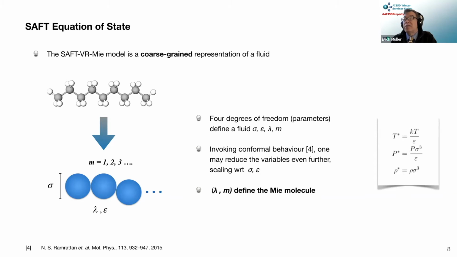And on the right-hand side, you see more or less familiar expressions in which we use a temperature and scale it against epsilon. We use epsilon and energy and volume to scale pressure, and we use volume to scale the density. So in principle, there are really only 2 degrees of freedom.